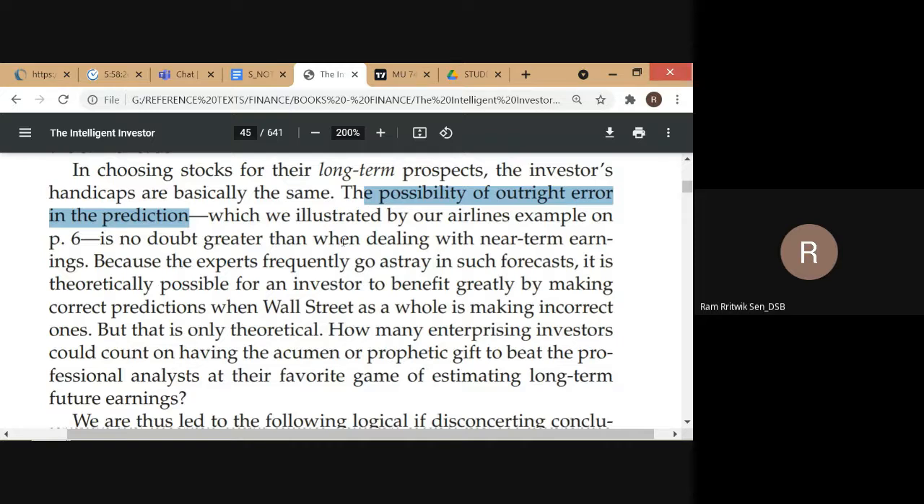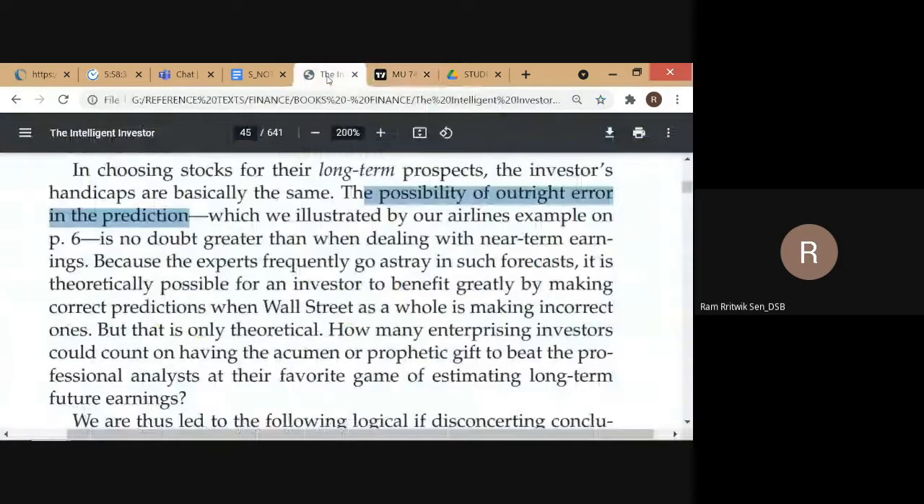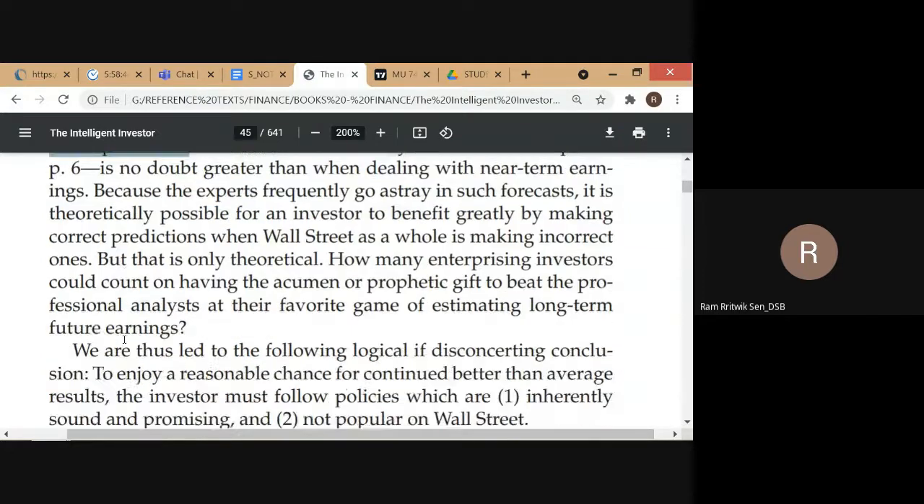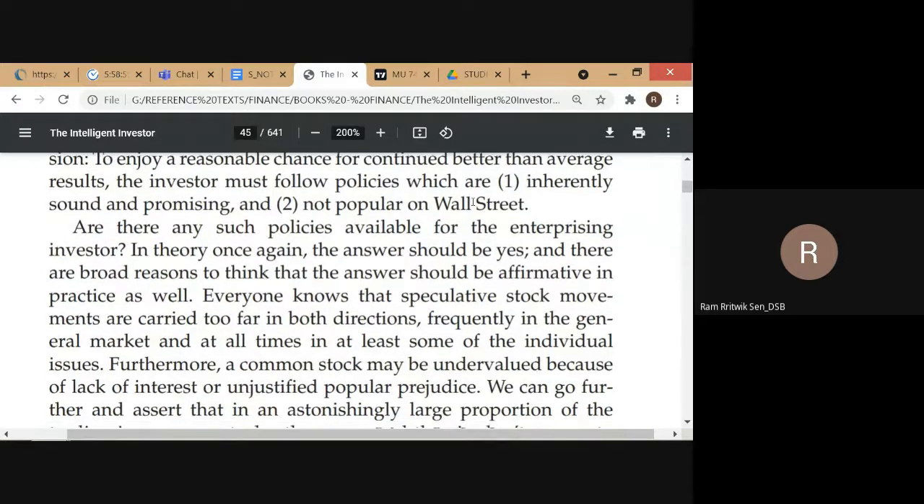But that does not mean that we shouldn't predict. We can make reasonable bets. There are many ways to play the market. If you are disciplined and you have tight stops, you can still make money. But you should be aware that the prediction error rates are very, very high, so you have to play accordingly. Lots of focus has to be given to risk management. So here we have inherently sound and promising. They're very general statements, actually.